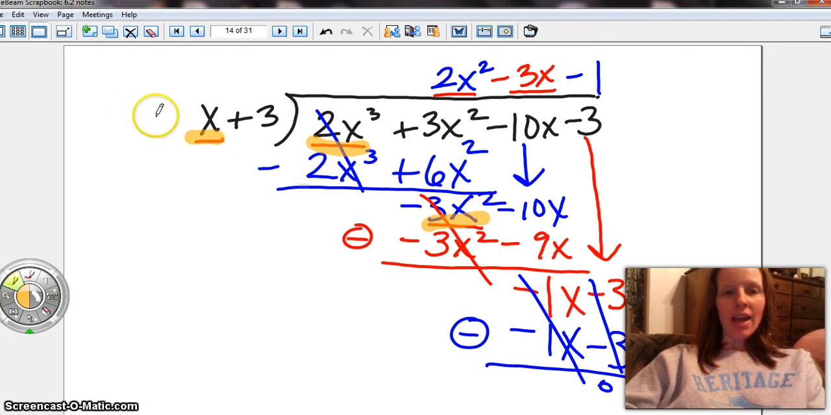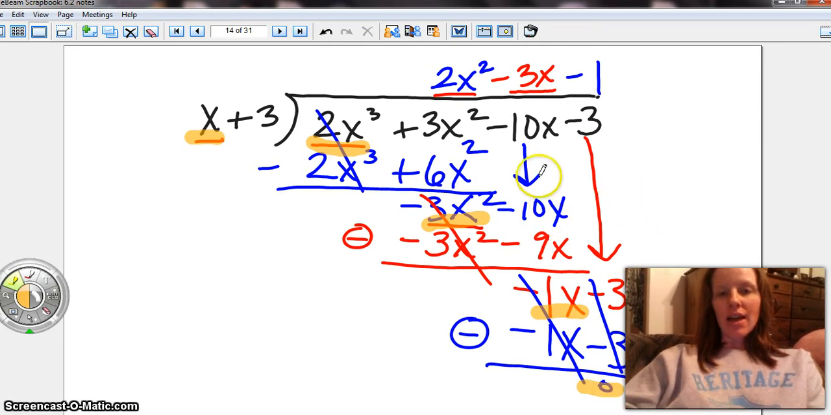And then once again, I've got x dividing into this first term, -1x. So I have positive x into -1x. That's where I get this final -1 from. And then I need to multiply this -1 times the x plus 3. This gives me -1x minus 3. And when I subtract this binomial from this binomial, everything cancels out. So I have a remainder right here of 0.